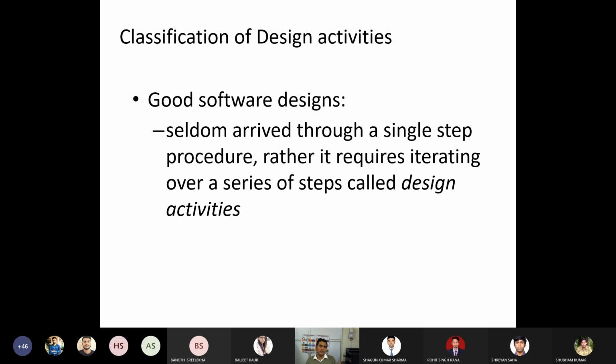Now, we can classify these design activities like a good software design and a bad software design, right? Why do you do these things? Because you always need to know some of the bad characteristics of a good design. Only then will you be able to come up with a good software design. Otherwise, it will be very difficult. We seldom arrive at a design through a single step procedure. Rather, it requires iterating over a series of steps called design activities, right?